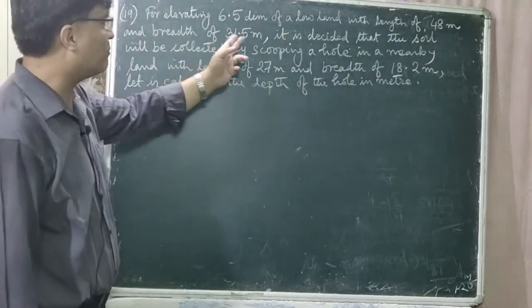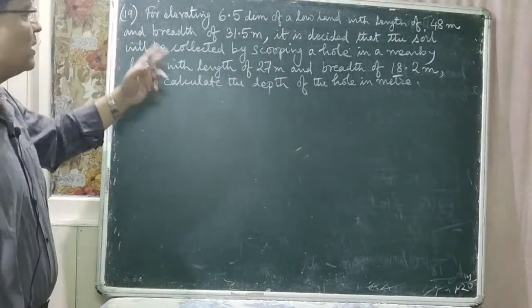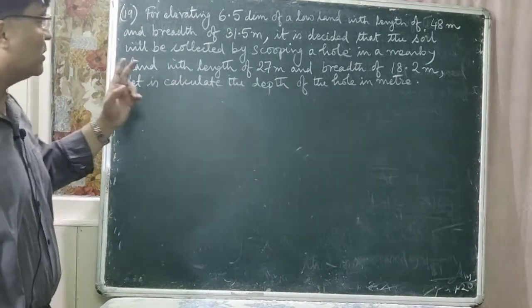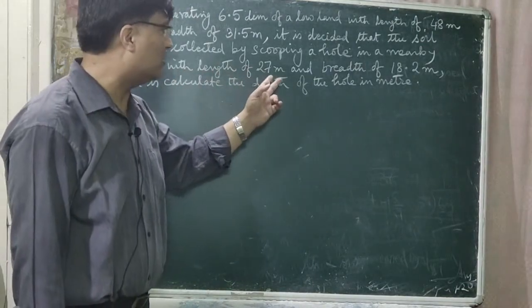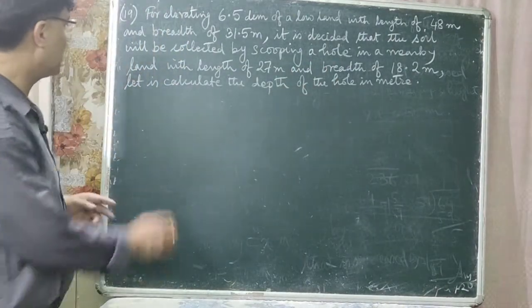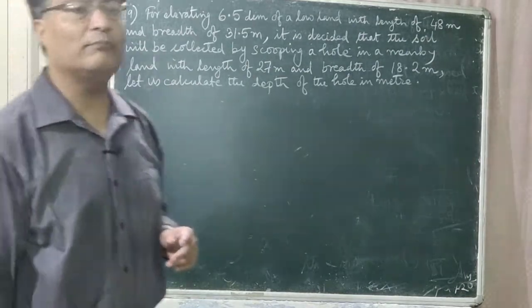So for elevating 6.5 decimeter of a lowland with length of 48 meter and the breadth of 31.5 meter, it is decided that the soil will be collected by scooping a hole in a nearby land with the length of 27 meter and breadth of 18.2 meter. Let us calculate the depth of the hole in meter.